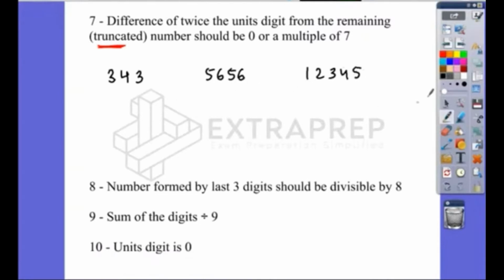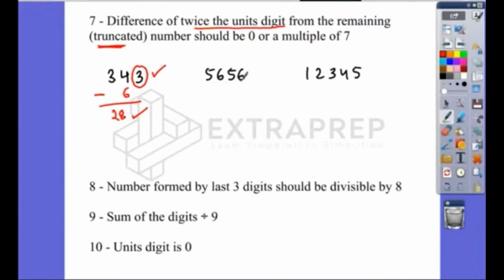Let's check. How do we check? As I already told you, difference of twice the units digit. What's twice the units digit? Twice the units digit is 6. Difference is minus. From the remaining number, 34 minus 6 will give you 28. Now is 28 divisible by 7? Yes. So 343 should also be divisible by 7. If this is yes, this is yes. If this is no, this should also be no.